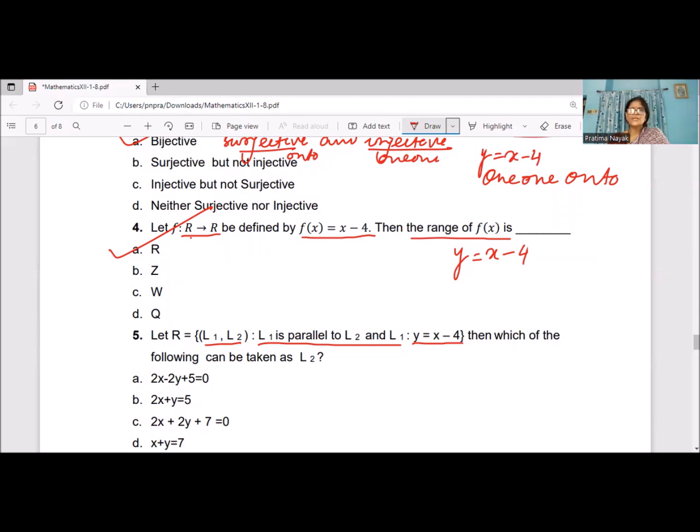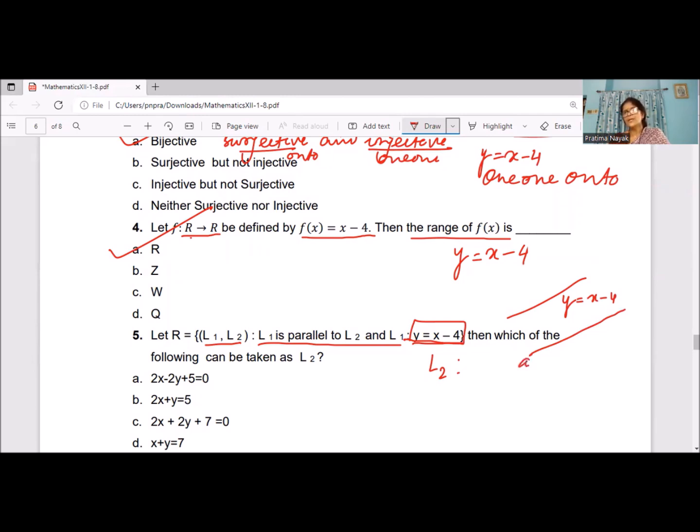Which of the following is taken as L2? That means L2 means you have to select another line whose equation will be parallel to this line, y is equal to x minus 4. I will get a line which is parallel to this. That means it will have the same slope.